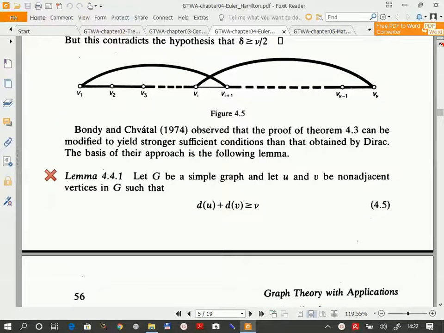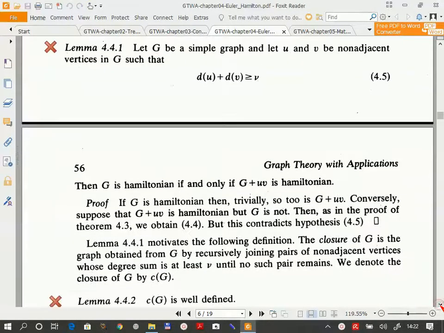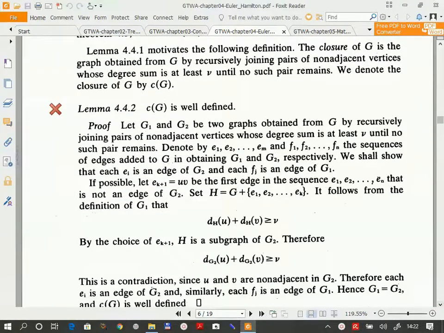First of all, we have to give a definition. Where is it? Here. Oh, yes, here. Closure of a graph. The closure of a graph G is a graph that you obtain by a recursion.